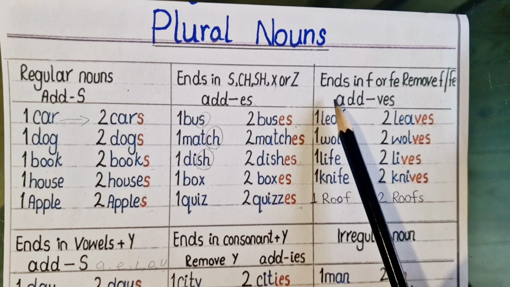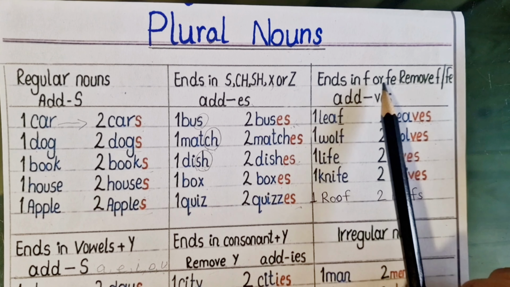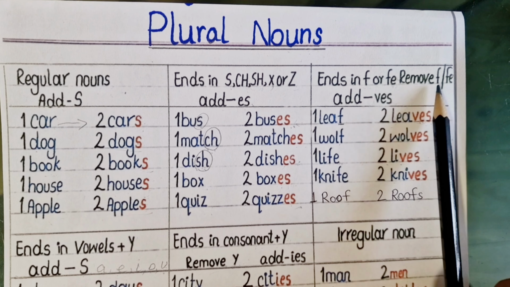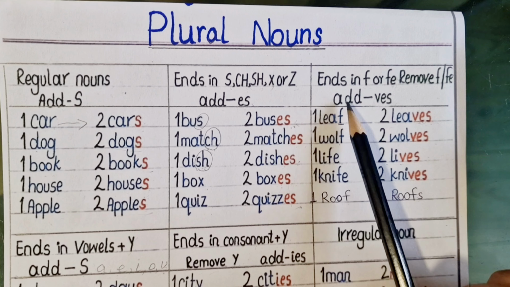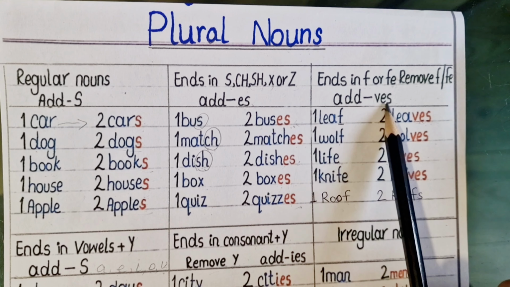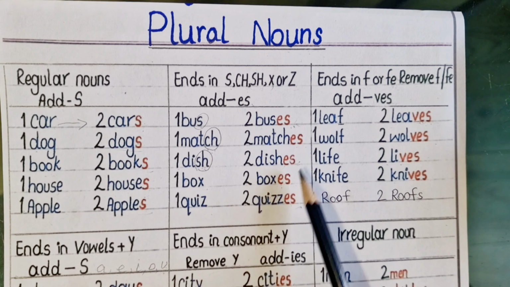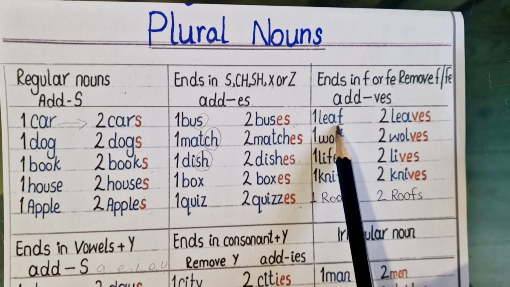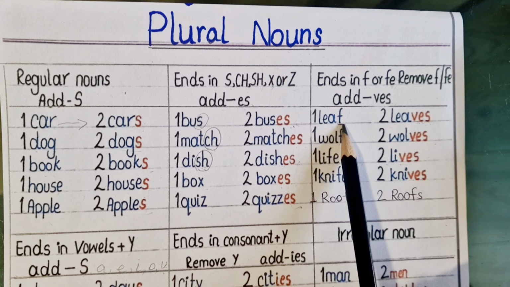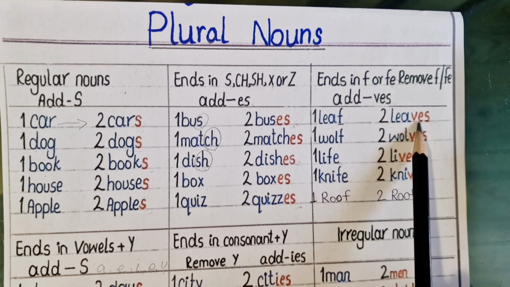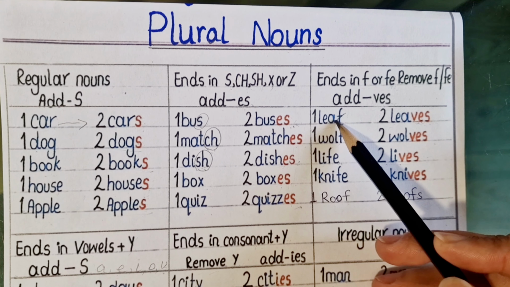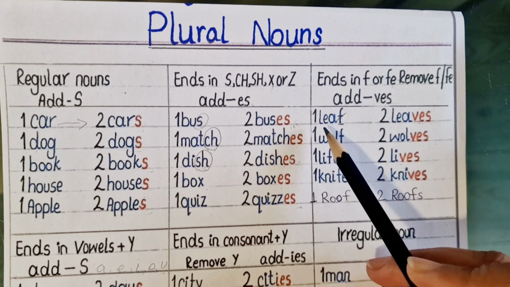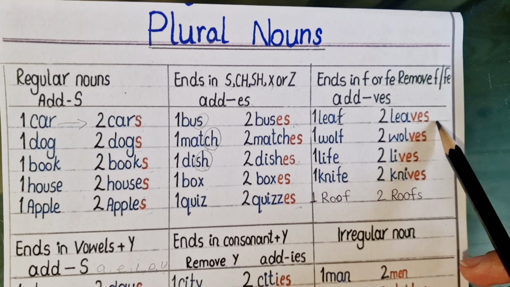Next spelling rule is, if a noun ends with F or FE, then how do we make a plural? We will just simply remove F or FE from the base word, and we will simply add VES to make a plural noun. Just like leaf, this is a singular noun. According to this rule, this word has the letter F at the end of the word. So what will we do to make a plural noun? We will just simply remove the letter F and add VES to make a plural noun. So leaf becomes leaves.